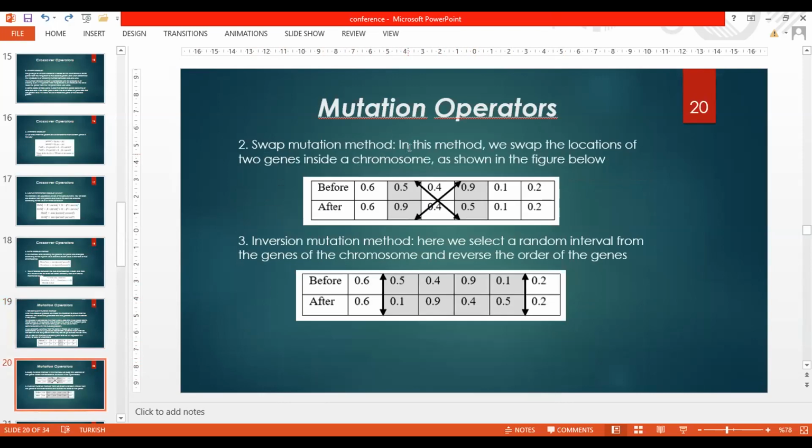Swap mutation method. In this method, we swap the location of 2 genes inside the chromosome, as shown in the figure below: 0.5 in here and 0.9 in here.